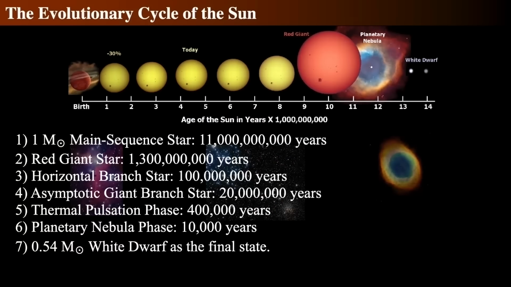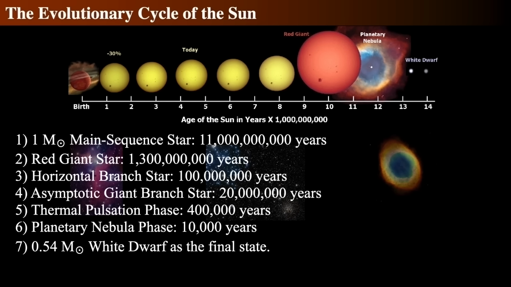So the evolutionary cycle of the Sun follows the graphic across the top. For about 10 or 11 billion years, the Sun is a main sequence star. Then for about 1.25 billion years, it's a red giant, where it grows to be roughly the size of Earth's or Mars's orbit. Then it becomes a horizontal branch red giant star for about 100 million years, in which it's stably burning helium. As it runs out of helium, it rises in luminosity to become an asymptotic giant branch star for about 20 million years.